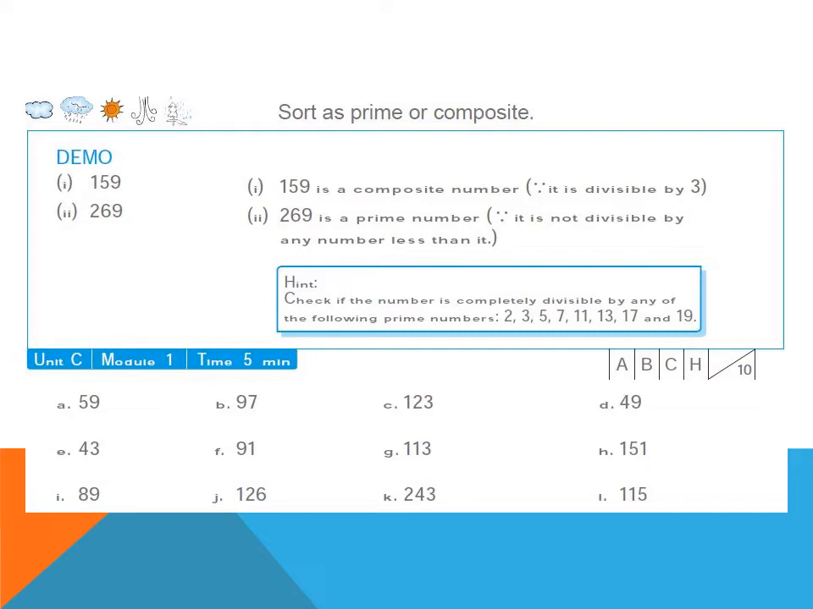And what was the divisibility test for 3? 9 plus 5 plus 1 gives you 15. 15 is divisible by 3, so 159 is divisible by 3. And since 159 is divisible by itself and 1 and also by 3, it is not a prime number, it is a composite number. Number 2, 269 is a prime number since it is not divisible by any number less than it.